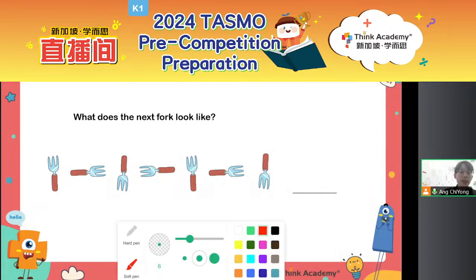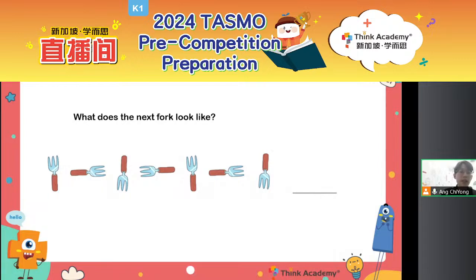Okay, so let's observe how the first fork looks like. The fork, where is the sharp part facing? We have a few directions, okay? We have the top, we have the bottom, we also have left, and we have right. So which direction is the sharp part facing in the first fork? It is the top, right?